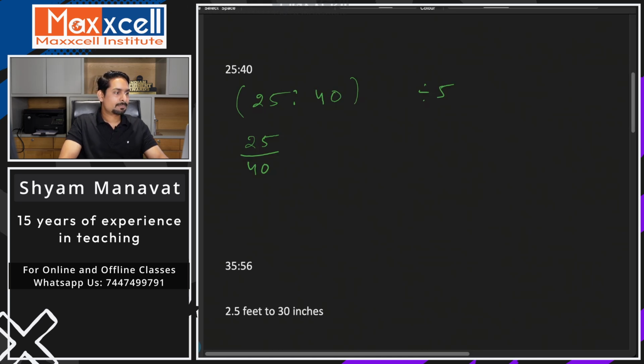So keep this in mind, that you do not always need to represent this ratio in the form of division. Not necessary, okay. So if you divide by 5, what do you get here? 5 5s are, and this is 5 8s are, okay. So the ratio is what? 5:8, okay. So divide by a common number.